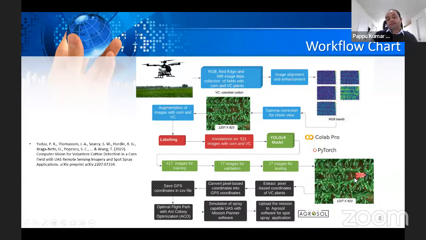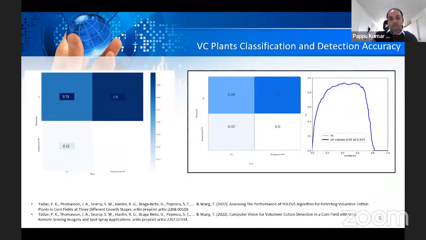So once we get detections, we need to find the GPS coordinates of them. We found the GPS coordinates by extracting and doing some processing again. And once we get the GPS coordinates, we need to send the drone to just go there and spot spray them. Our model performed in a range of accuracy from 78% to almost 98% accuracy. Correctly, it detected. Now these values are coming from different growth phases.